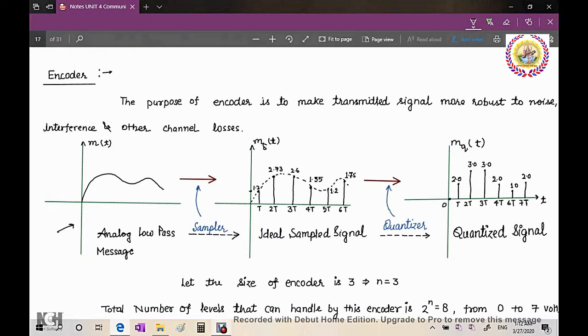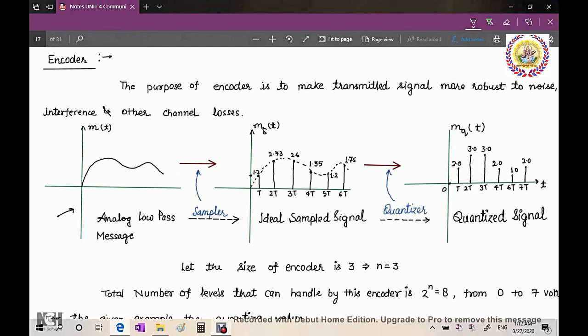This is an analog low pass message which is passed through a sampler, and after sampling, this is the ideal sampled signal. The sampled voltage will be 1.2. This is a case which is discussed in this scenario. This is not a final case. There are several other cases, where the output depends upon the quantization process.